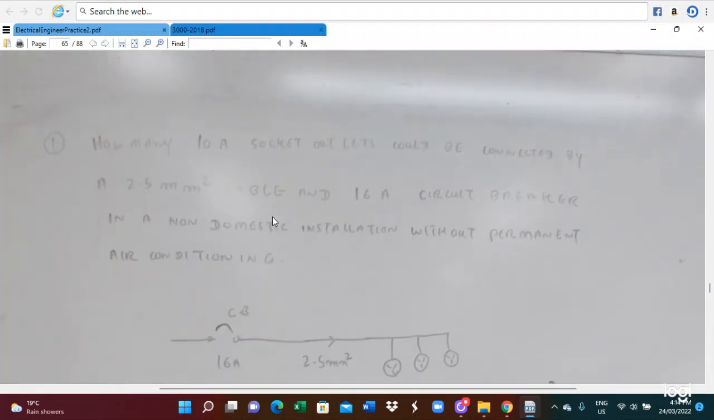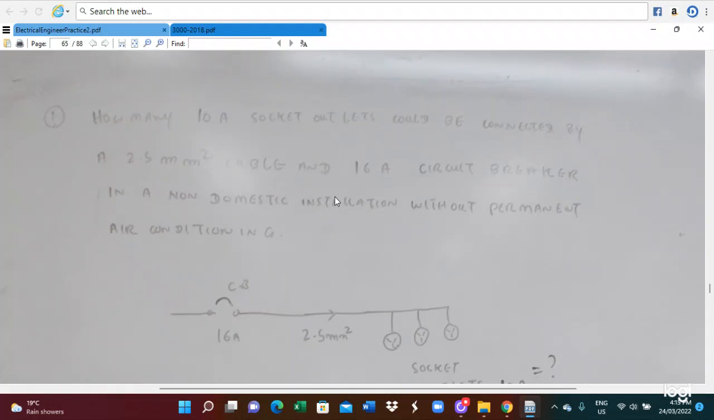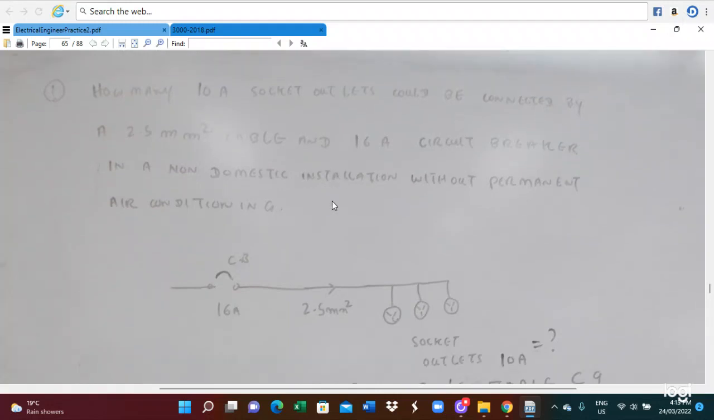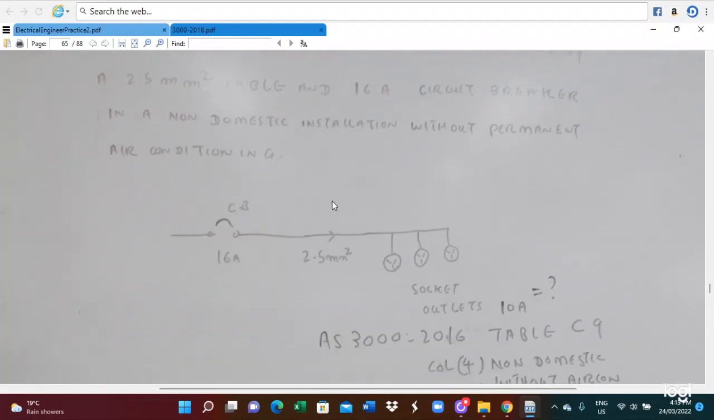The next one is how many 10 ampere socket outlets could be connected by the 2.5 millimeter square cable and 60 ampere circuit breaker in a non-domestic installation without permanent air conditioning. So how many 10 ampere socket outlets can be connected? In this case, the cable size is given as a 2.5 millimeter square cable, and we utilize a 60 ampere circuit breaker.